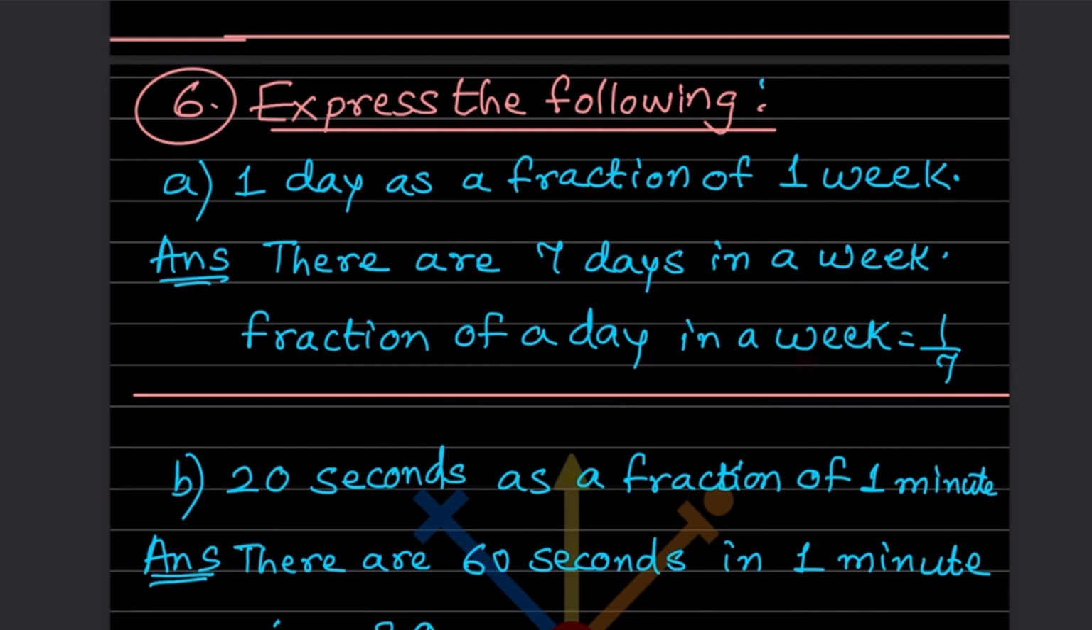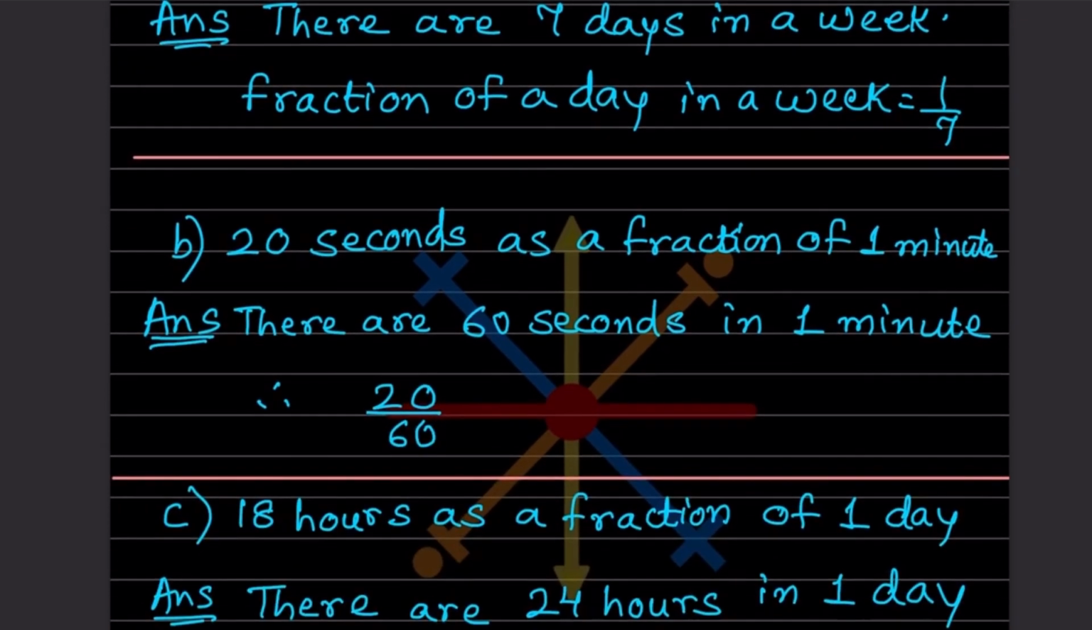So what did they ask? 1 day as a fraction of a week. So 1 day, this is 1 and this is 7. So 1 by 7, fraction of a day in a week. Hope you got it. This is 1 day, and this is 7 days. So 1 by 7. Now 20 seconds is a fraction of 1 minute.